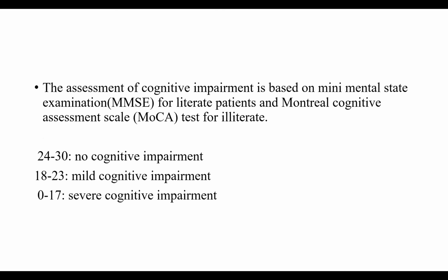The assessment of cognitive impairment is based on the Mini-Mental State Examination for literate patients and the Montreal Cognitive Assessment Scale for illiterate patients. Accordingly, a score of 24 to 30 means no cognitive impairment. If the score is between 18 and 23, it is considered mild cognitive impairment. If it is less than 18, we have considered it severe cognitive impairment.